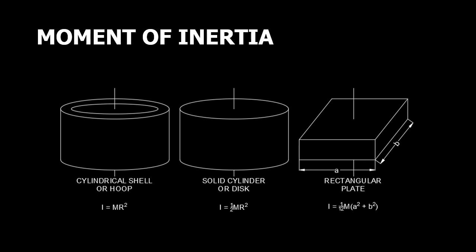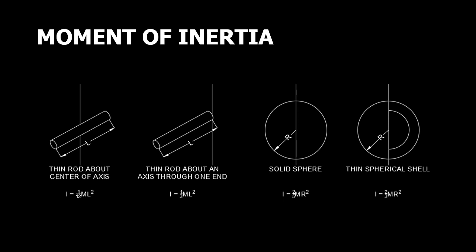If we have a rectangular plate, we will have the formula I is equal to 1/2 m multiplied by a squared plus b squared, where a and b are the sides of the rectangular plate. For a thin rod, where the axis is at the center of the rod, we will use the formula 1/12 ml squared, where L is the length of the rod. Next, if the axis is on the other end, the formula will be 1/3 ml squared. For a solid sphere, the formula is I is equal to 2/5 mr squared, while a thin spherical shell has a formula of I is equal to 2/3 mr squared.